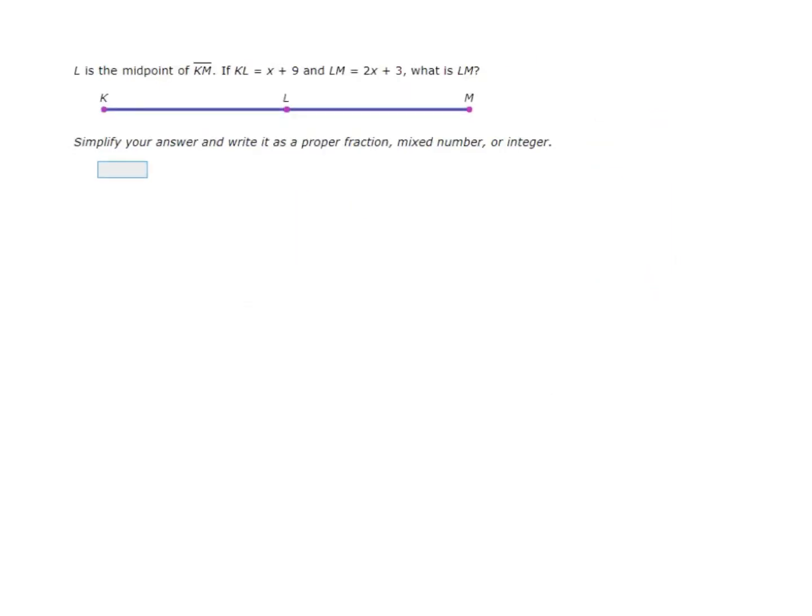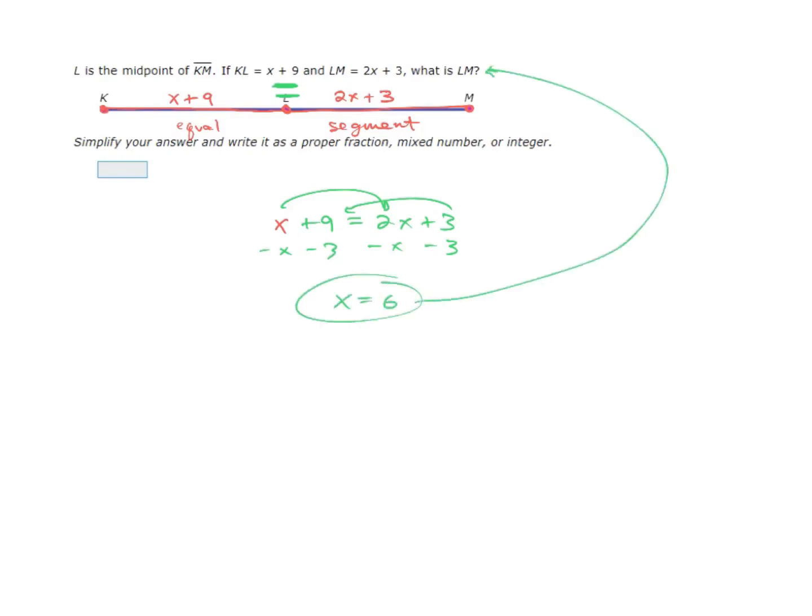Let's see what else we got. Any other good examples? I got an x plus 9. I got a 2x plus 3. Same thing. So I'll let you take it the rest of the way. But if they're just giving you the two equal segments, just set them equal to each other. That's what you're doing. x plus 9 is equal to 2x plus 3. Letters, numbers, x is equal to 6. And then you take it the rest of the way, plug it into LM.